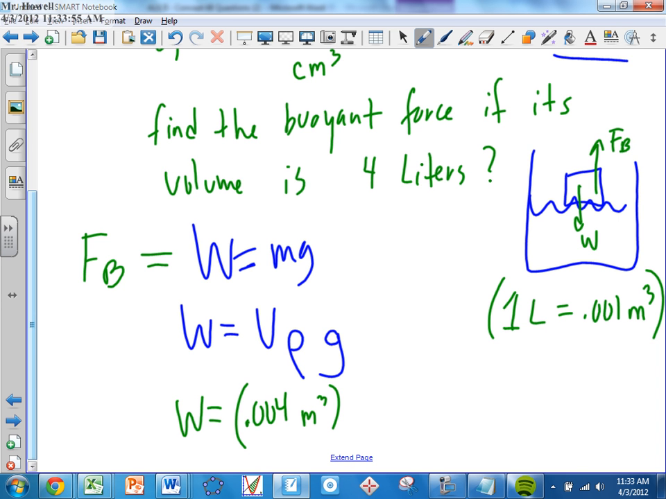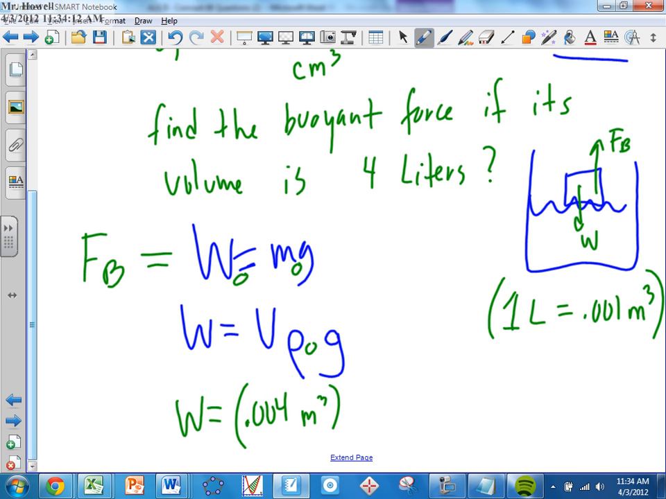Well, the weight is mg. Well, mass is rho v. But what rho are we looking at? Well, I was looking at the mass of the object, the weight of the object, not water. So it's the density of the object. Okay, so that's where we're going to use the 0.5 there.